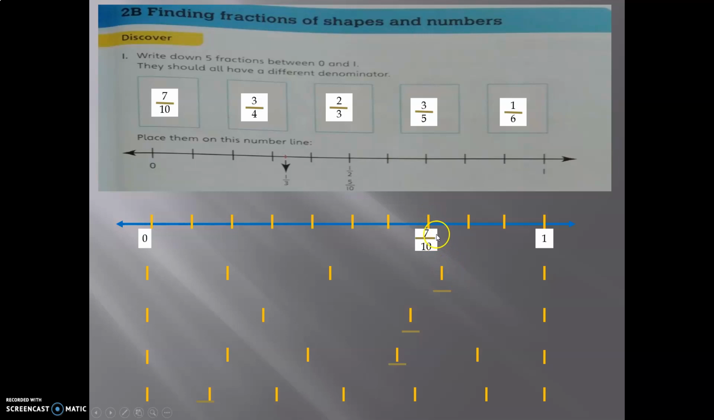But here, at this 7 out of 10, did you reach 1? No. I'm still less than 1. So 7 out of 10 is a proper fraction that is less than 1.